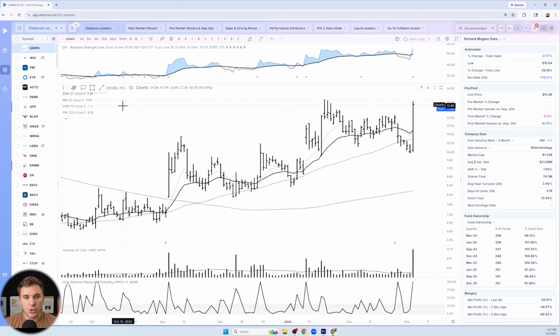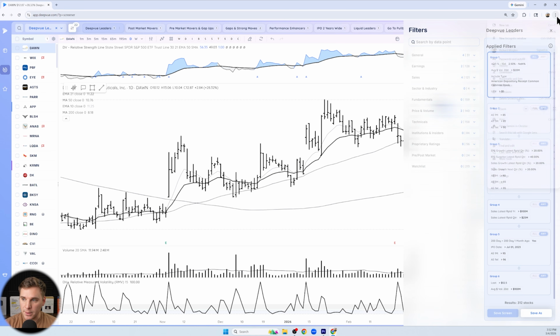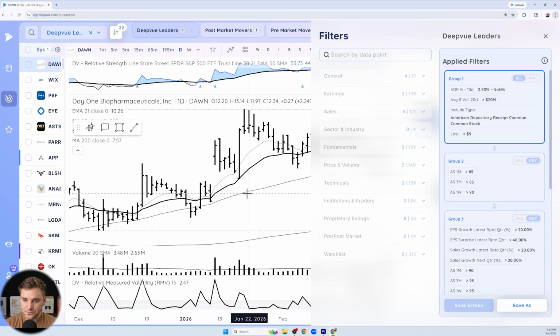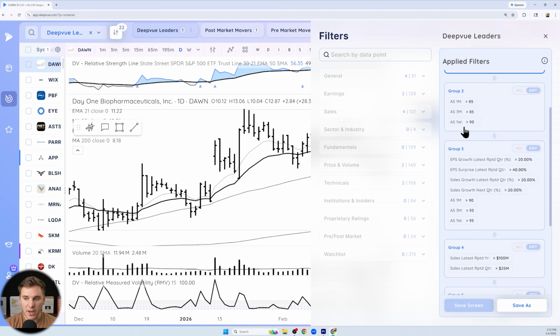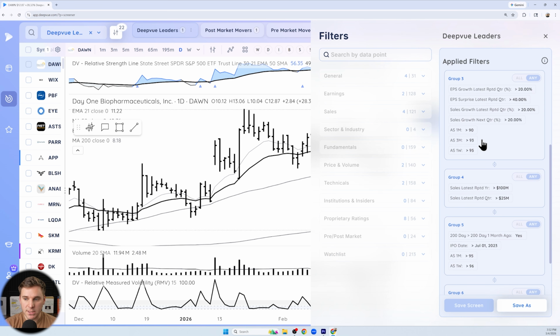Like I said, the Deepvue Leader screen is a great general screen that's also very specific, and it's specific to the winning characteristics of market leaders. So let's open up the criteria. And let me zoom in just a little bit here. Basically, what this screen looks for is basic liquidity. So we've got a decent amount of ADR here, decent liquidity, over $5 a share. Then we've got some relative strength filters. Then we have some filters that either look for very strong momentum or earnings or sales growth.